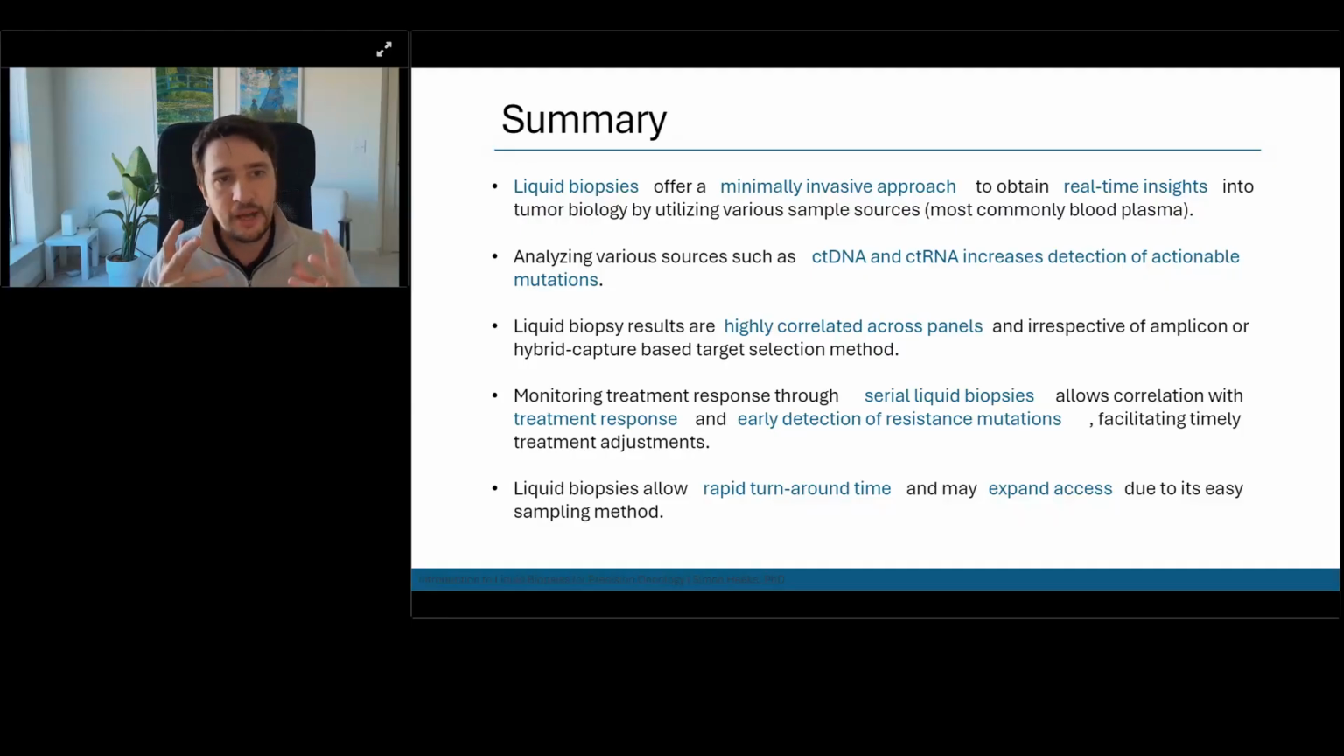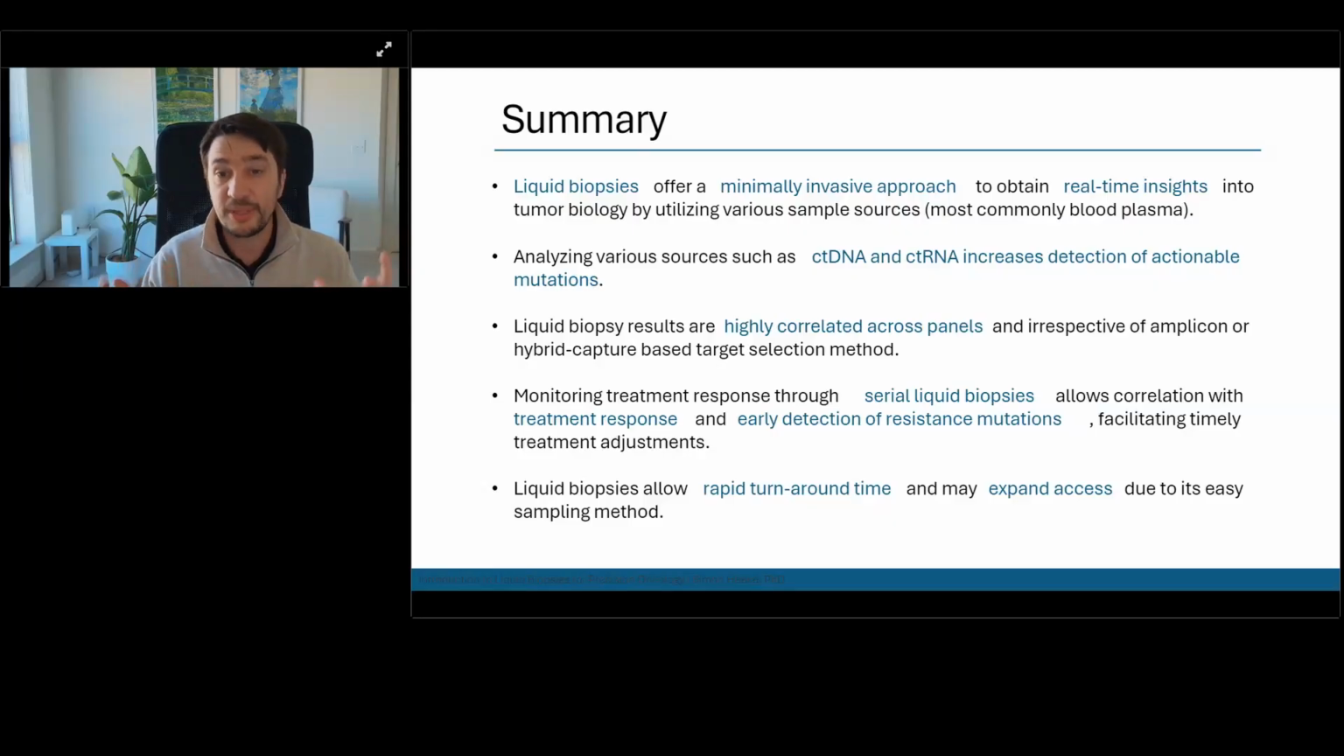I hope you now better understand that analyzing various sources such as circulating tumor DNA and circulating tumor RNA increases the detection of actionable mutations, and is therefore a very interesting novel approach as an integrative liquid biopsy. We see very good correlation across liquid biopsy panels, irrespective of whether you use a Hamilton or hybrid capture-based selection method, highlighting the reliability of liquid biopsies.